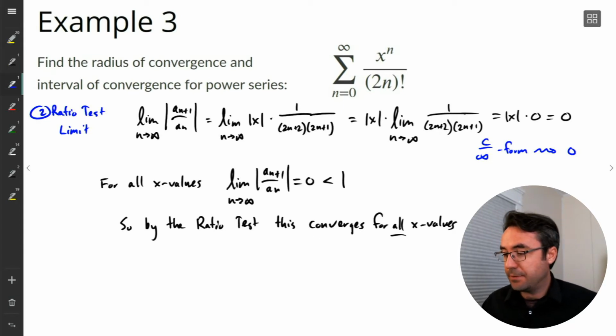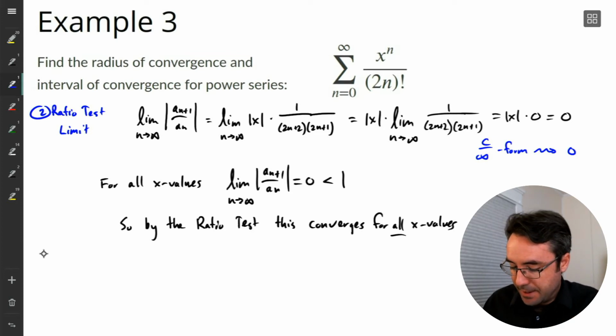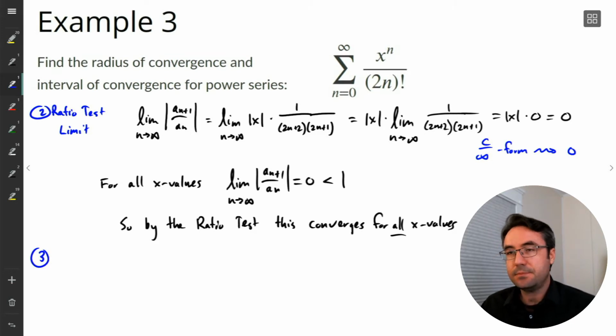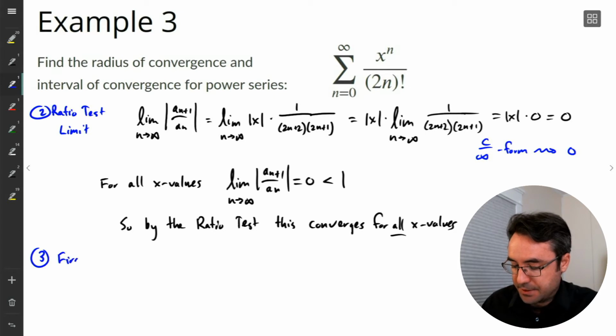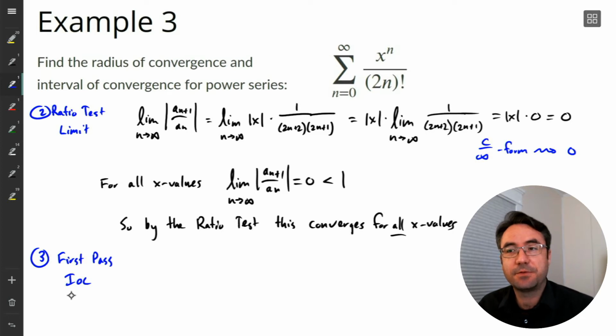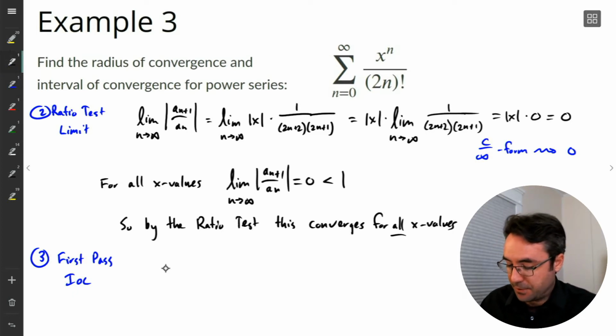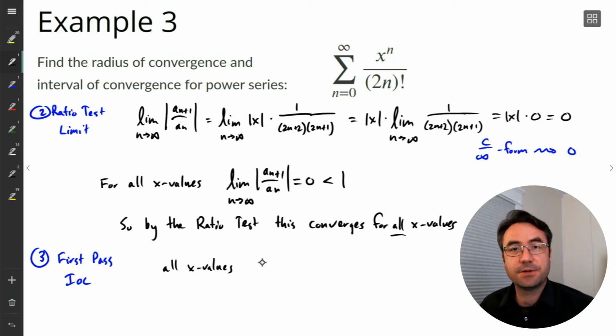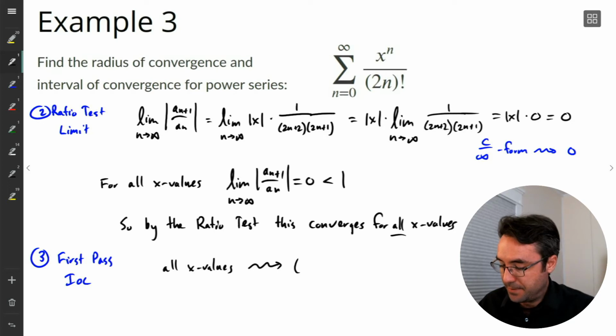All right, so that really answers it. Now we just have to put all the pieces together, and we can write down our interval of convergence. Normally we do this in a first pass, because sometimes there are endpoints that we need to check. So we're going to do our first pass for our interval of convergence. If all x values give us a convergent series, then the interval we have is from minus infinity to infinity.